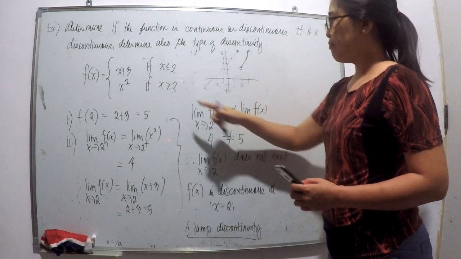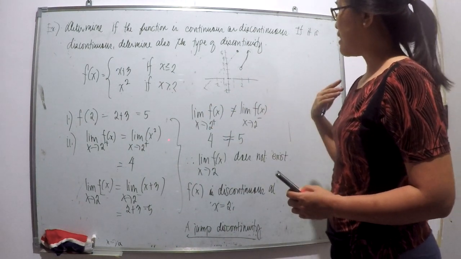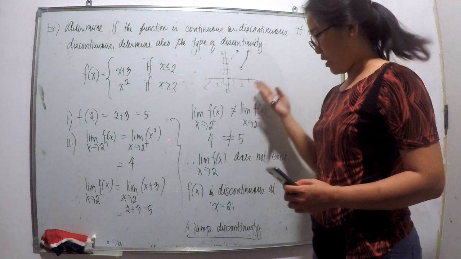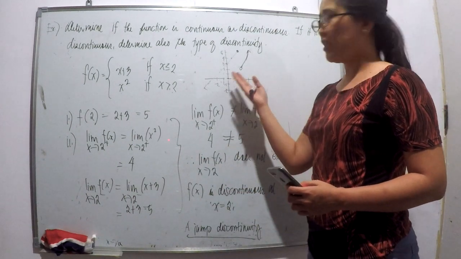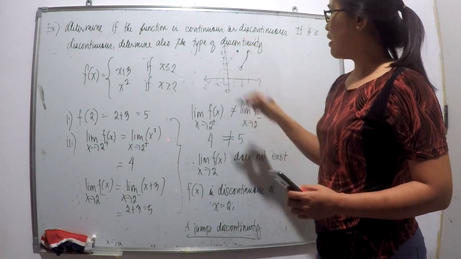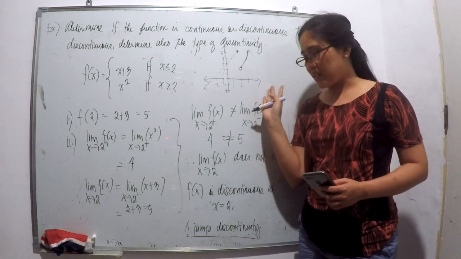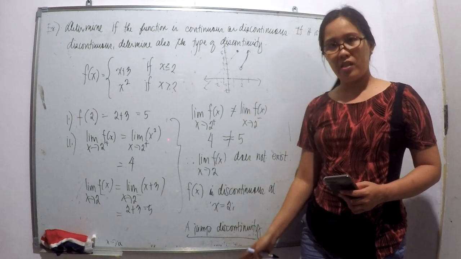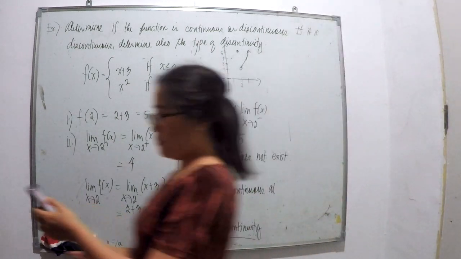Why hollow? Because x is greater than 2. Okay, as you can see, it's a jump discontinuity. So our answer here is correct, and it is validated through the graph of the function. It is what? Discontinuous, and the type of discontinuity is a jump discontinuity. Okay? Then the next example.